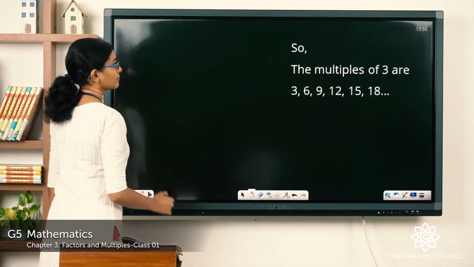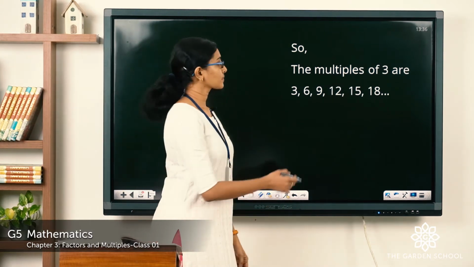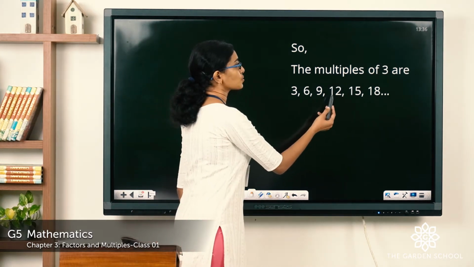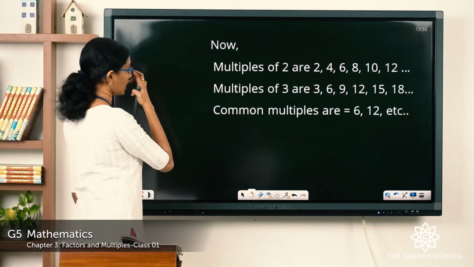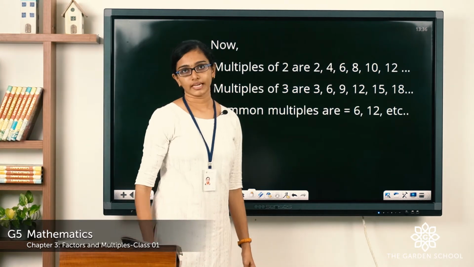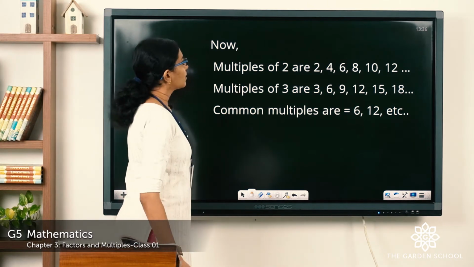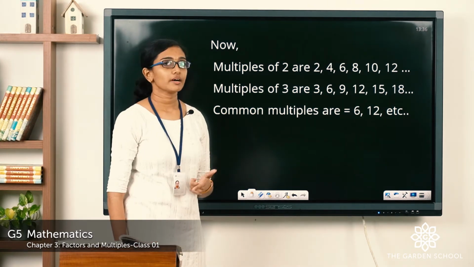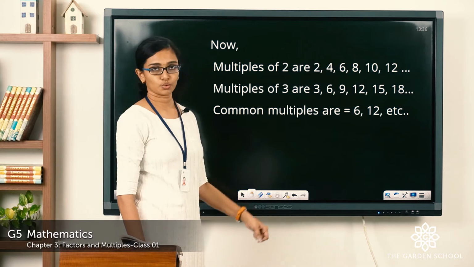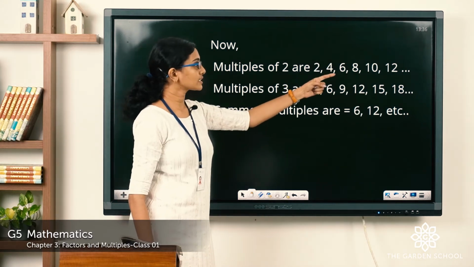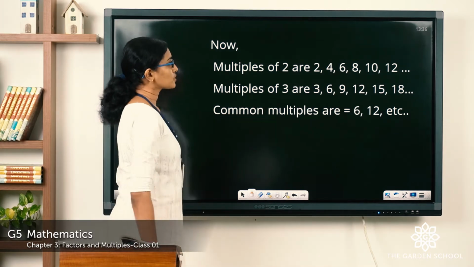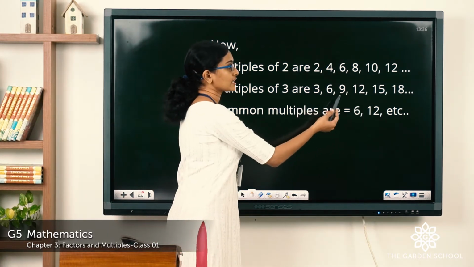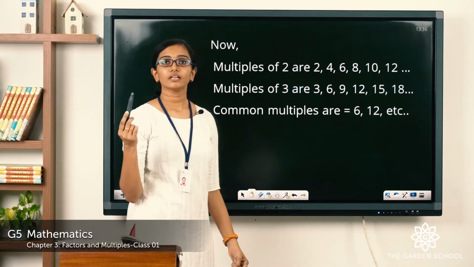So we say the multiples of 3 are 3, 6, 9, 12, 15, 18 and so on. Now, here we have one more example. Multiples of 2. Which are the multiples of 2? Multiples of 2 are 2, 4, 6, 8, 10, 12 and so on. And the multiples of 3 are 3, 6, 9, 12, 15, 18 and so on.